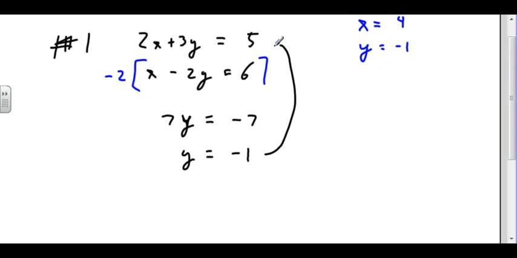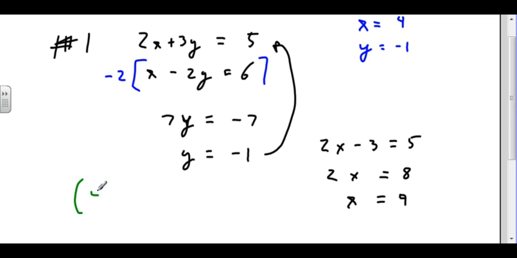And then I'm going to feed that back up here and say, all right, if y is -1, then 2x minus 3 has to be 5, and 2x has to be 8, and x has to be 4. And now I'm ready to write down my final answer. And we'll put it in as 4, -1. Okay, see how that works?